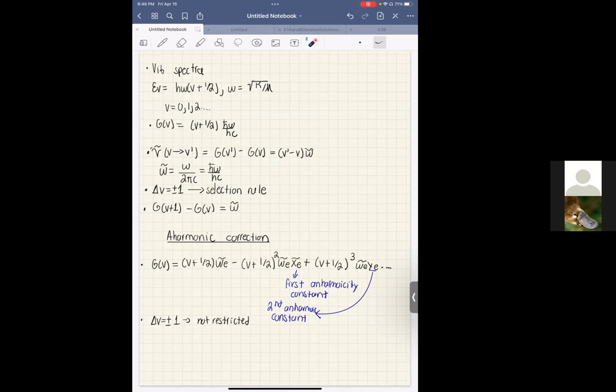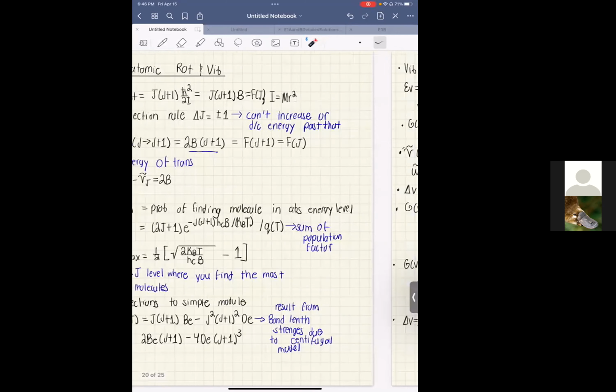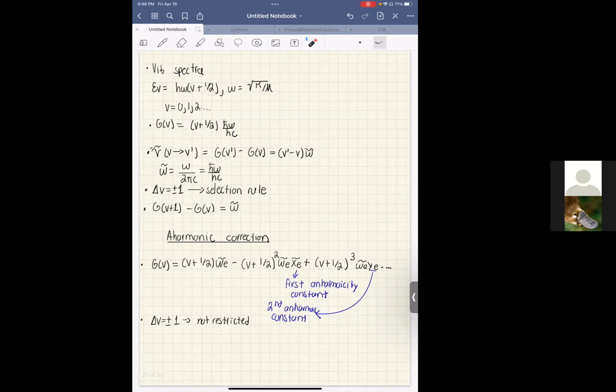Okay, so anharmonic correction is pretty much the correction to the rotation. It deals with the fact that it's not going to be totally perfect. We're going to have this term here that corrects for the energy.